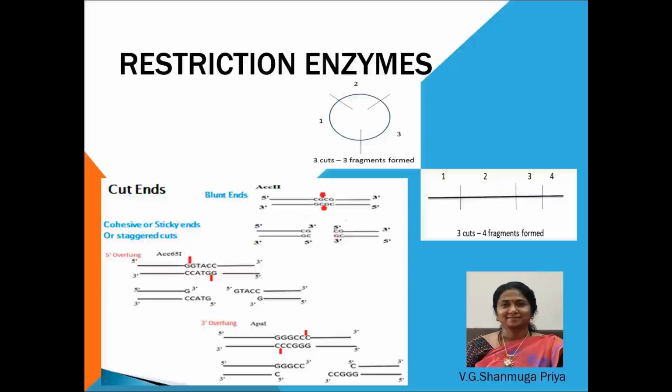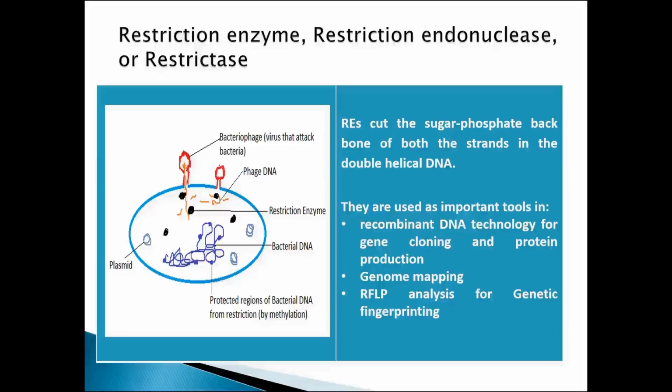Today we will be seeing about restriction enzymes. Restriction enzymes are also known as restriction endonucleases or restrictase. These restriction enzymes are coded by the bacterial DNA in order to protect itself from the invasion of the bacteriophages. The bacteria protects its own DNA from the attack of these restriction enzymes by methylating the restriction sites.